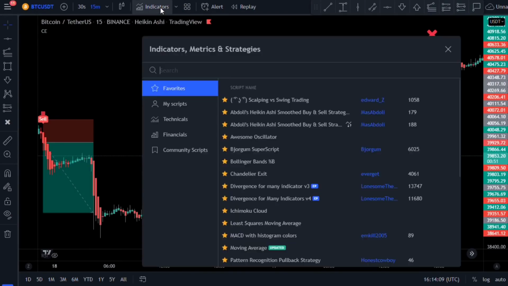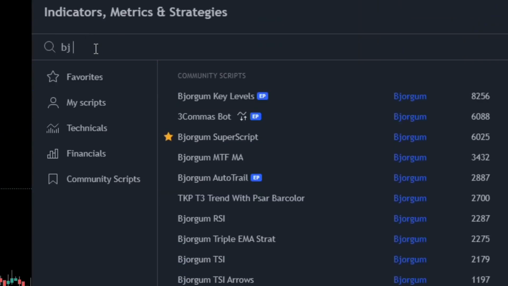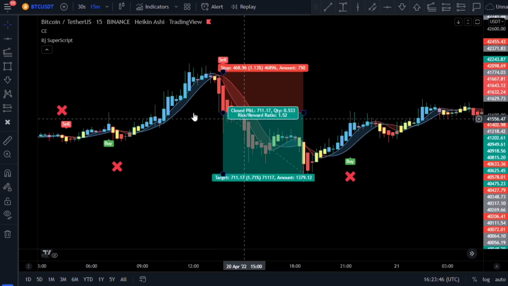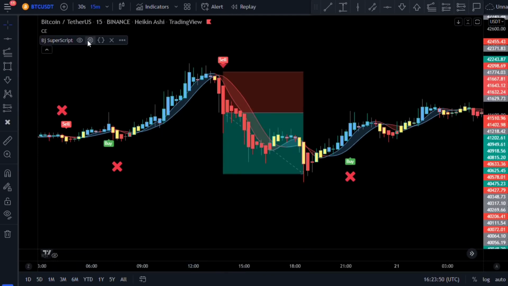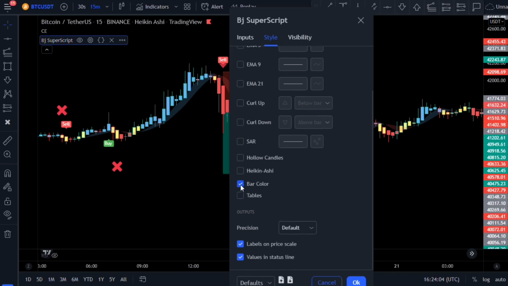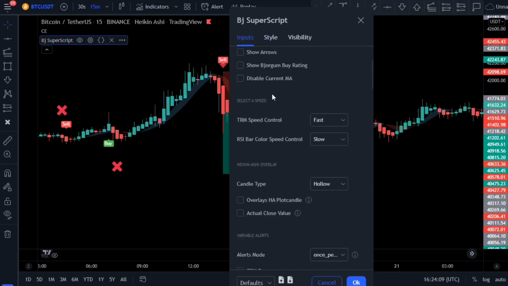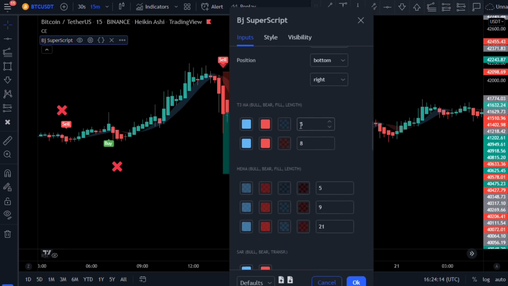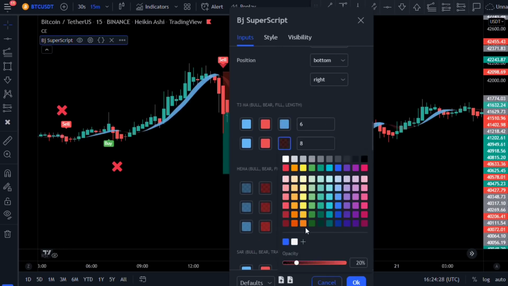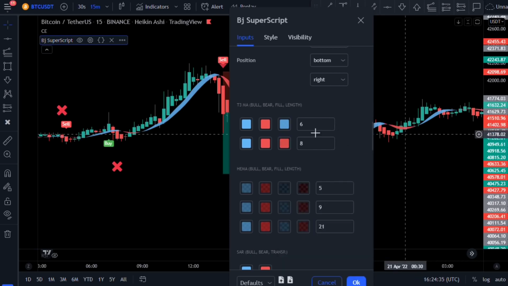Let's add the next indicator to the chart. Search for this name here. Add this indicator to the chart. Now let's go to the settings of this indicator. Pay attention to the settings of this indicator. I turn off all options from the style section. Then go a little lower in the inputs section. Change the number of the first option to 6, then make the blue and red colors more colorful. As you can see, the color of the indicator became clearer.